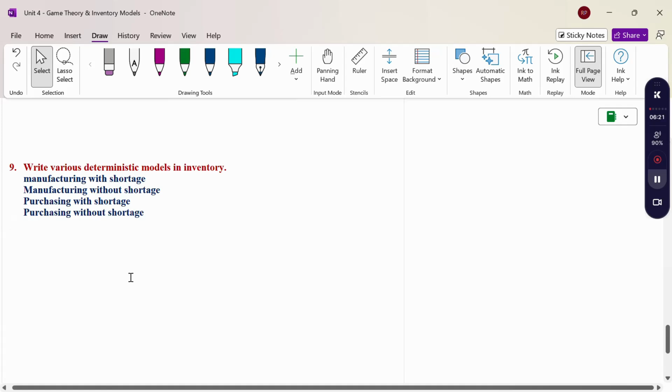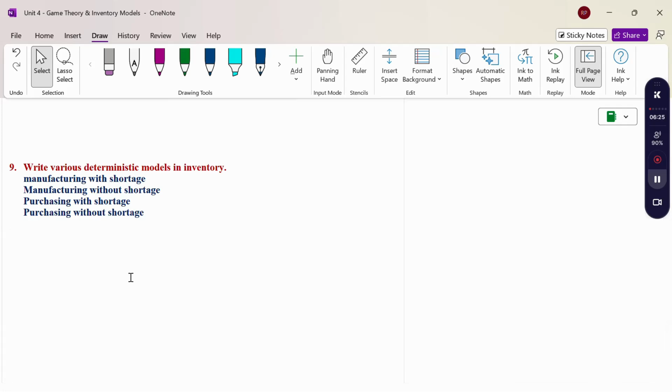Now, write the various deterministic models in inventory. We consider two types of model: manufacturing and purchasing. These are manufacturing with shortage, manufacturing without shortage, purchasing with shortage, and purchasing without shortage. These are the various deterministic models in inventory.